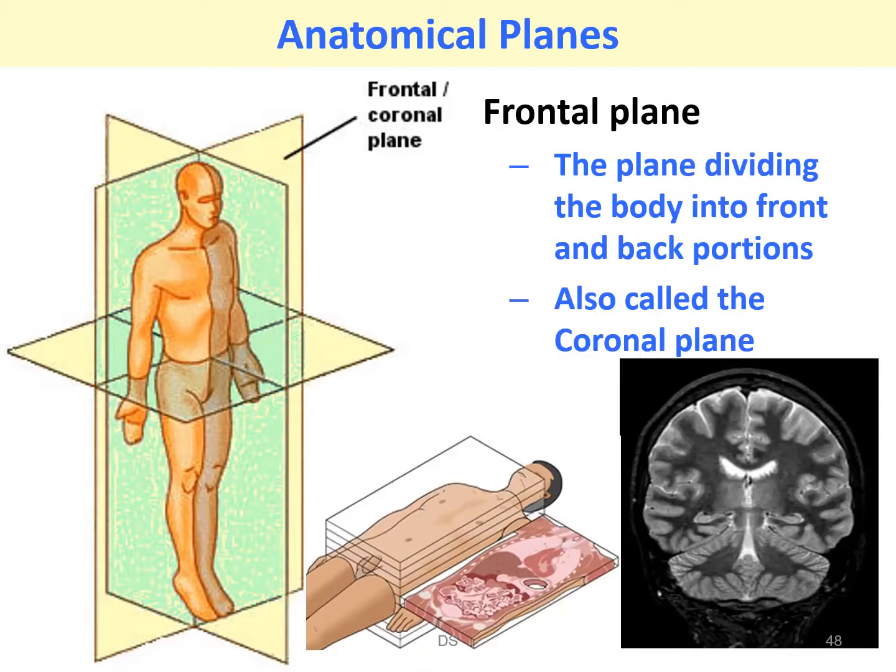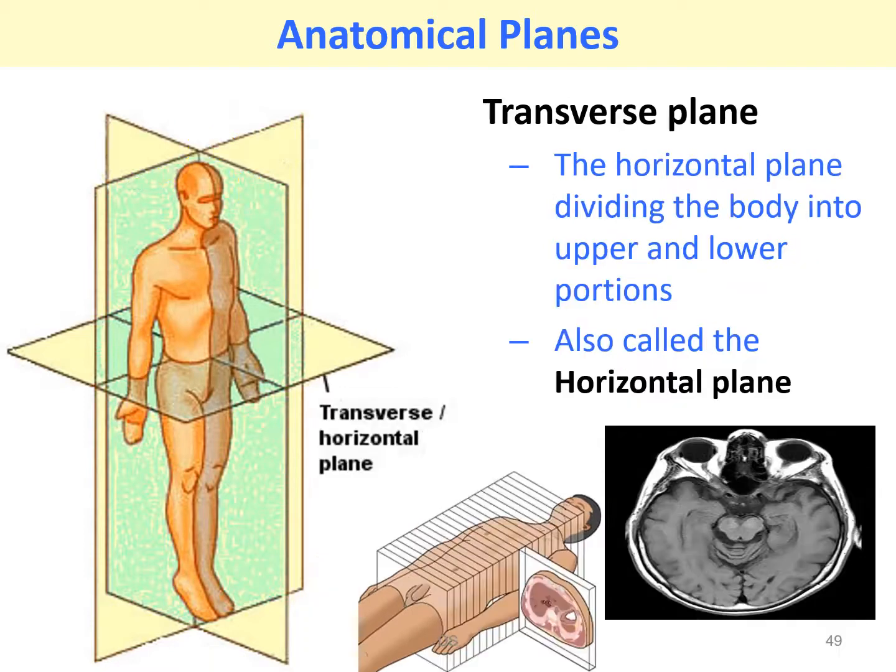The other is the frontal plane. This is the frontal plane, and it bisects or divides our body into equal anterior and posterior parts, or front and back parts. That is the frontal plane. The other is the horizontal plane, which divides our body into superior and inferior parts.